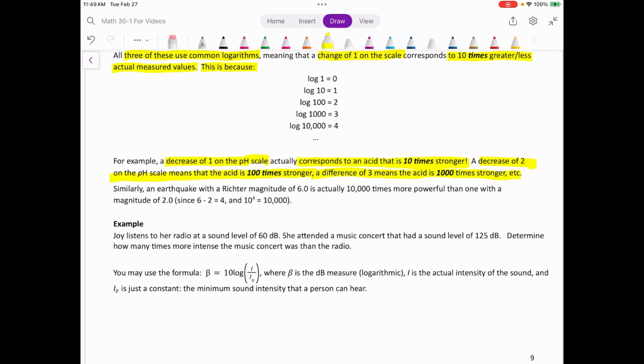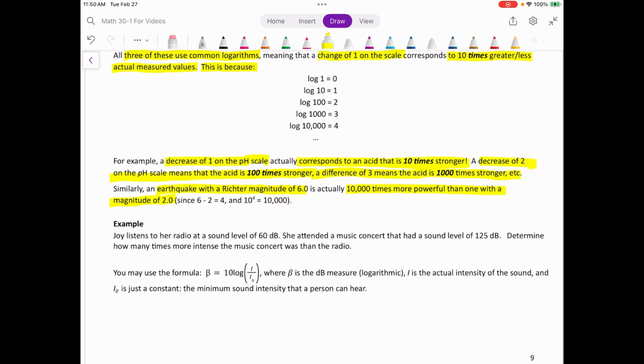So to use an earthquake as an example, an earthquake with a Richter magnitude of 6 is actually 10,000 times more powerful than one with a magnitude of 2. Because again, it's a logarithmic scale. So we're saying the log of something equals 6 and the log of something equals 2 when we're talking about those Richter magnitude scales, right? So since the difference between the logs is 4, the actual measurement is 10 to the power of 4. It's 10,000 times stronger, right?